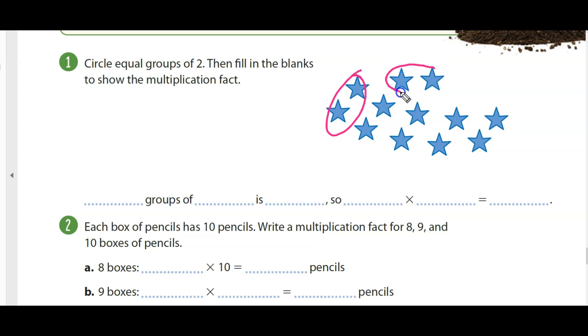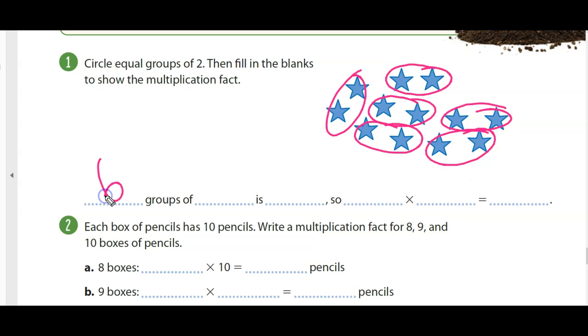So 1, 2, 3, 4, 5, 6. So how many groups are there? 6. I made 6 groups of 2 each, right? Okay. So how many stars are there altogether? 12. So what's my multiplication equation then? 6 times 2. 6 times 2 equals 12. Okay.